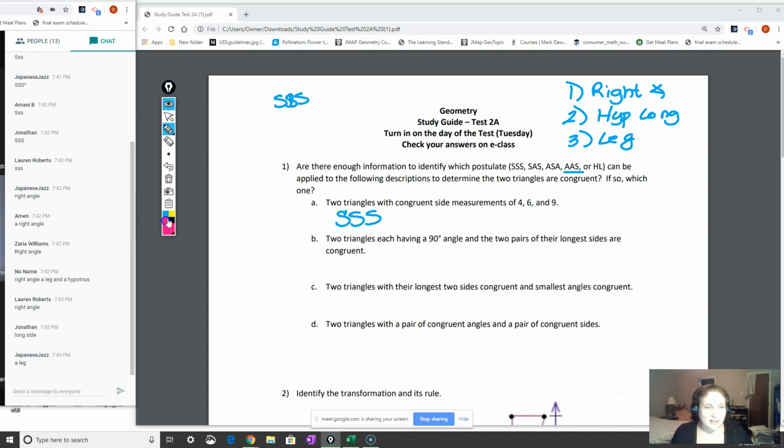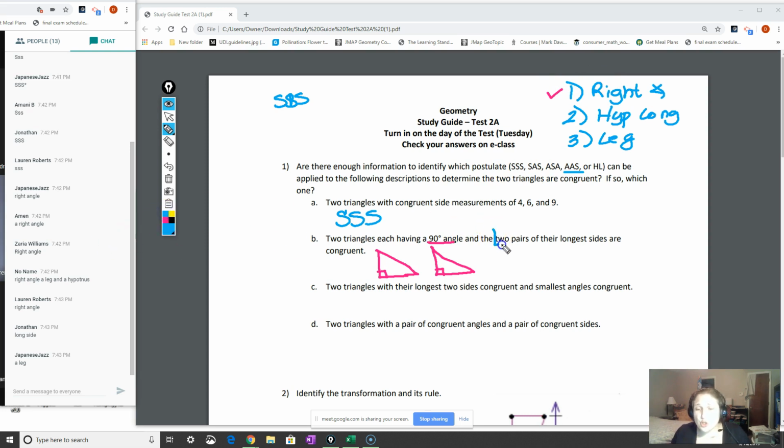Okay. 2 triangles, each having a 90-degree angle. So right away, I'm going to draw 2 triangles with a 90-degree angle. We know the condition for hypotenuse leg is you have to have a 90-degree angle. Check. Then this is where it gets catchy.